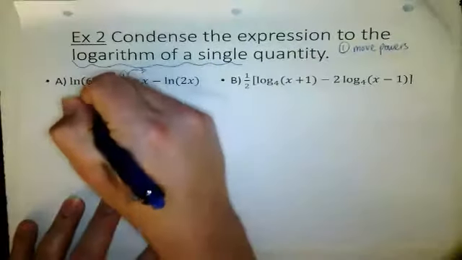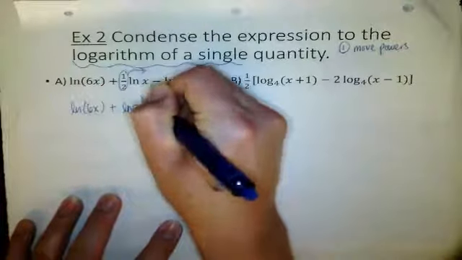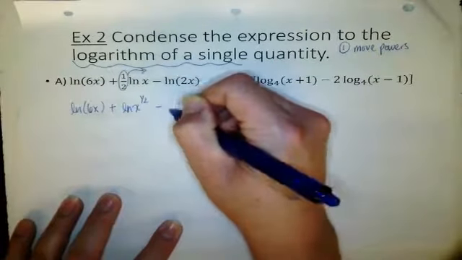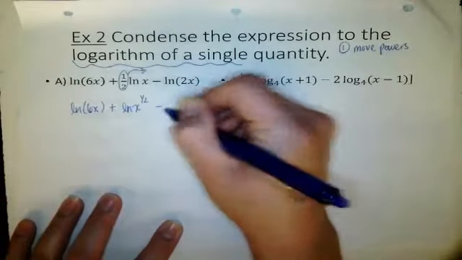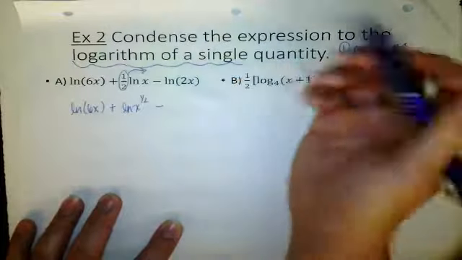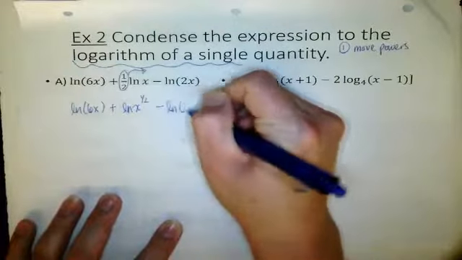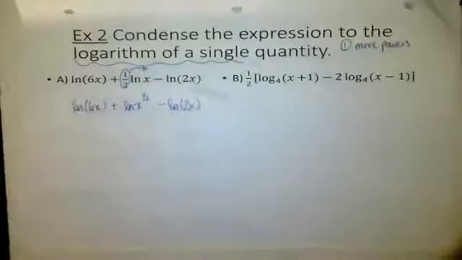So I have the natural log of 6x plus the natural log of x to the 1/2. And then, well, what's in front of this natural log? A -1. We could move it if we wanted to. I'm not going to. Seems like more work. Okay. So as I said before, the quotient property isn't necessary.